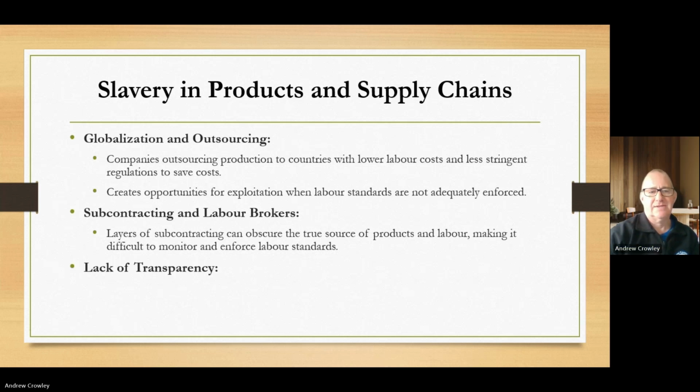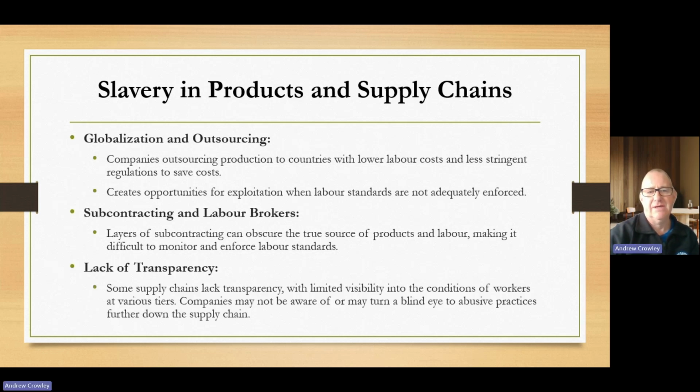There's a significant lack of transparency. You can't see the full depths of the global supply chains, and that limits the visibility of the conditions of workers at various tiers. And this allows companies to turn a blind eye to abusive practices further down the supply chain because they can't see them.